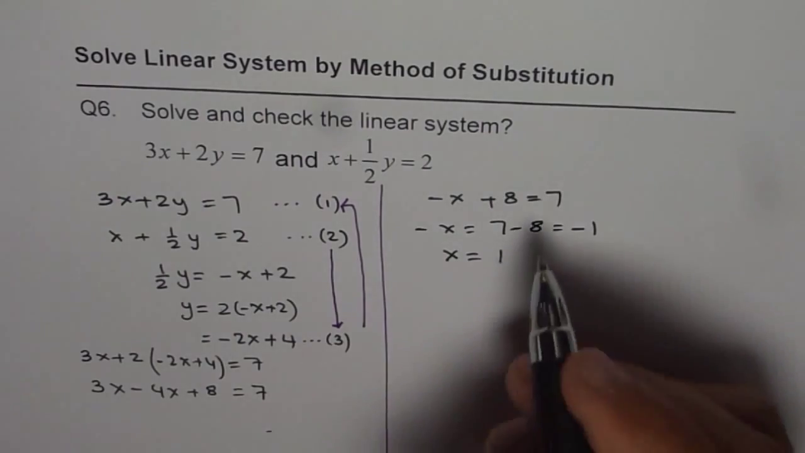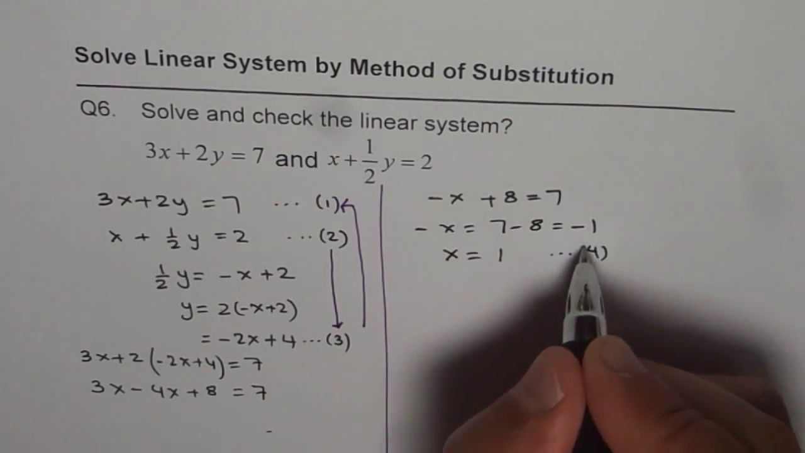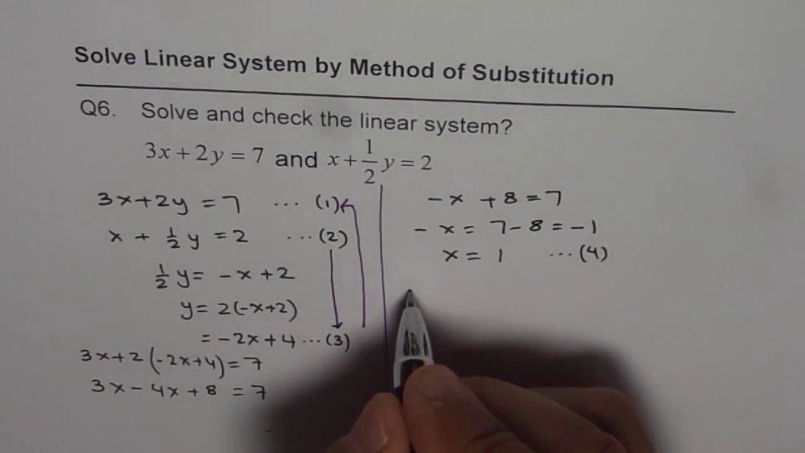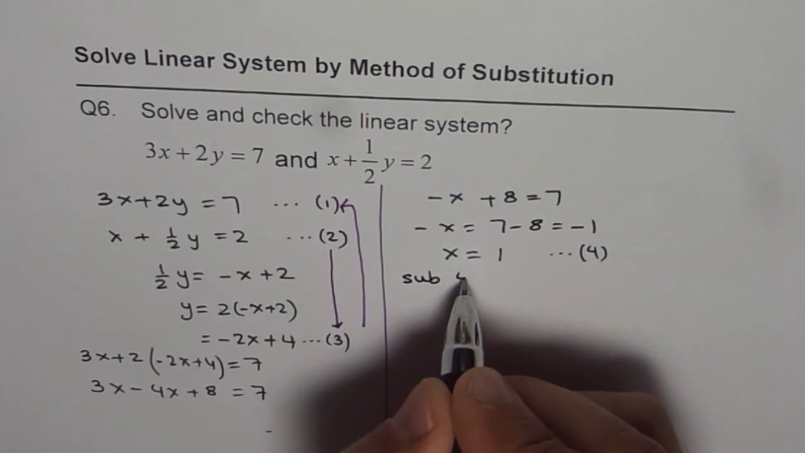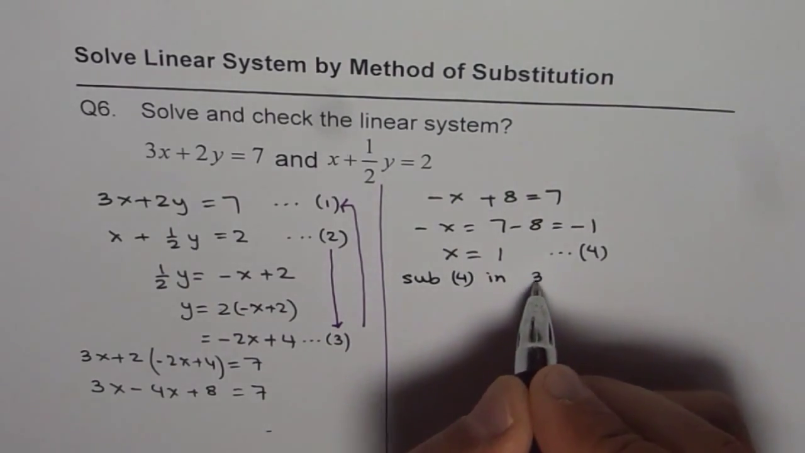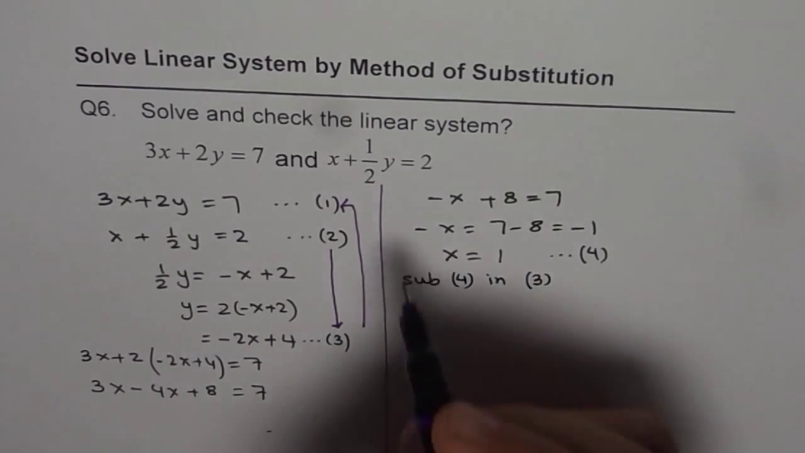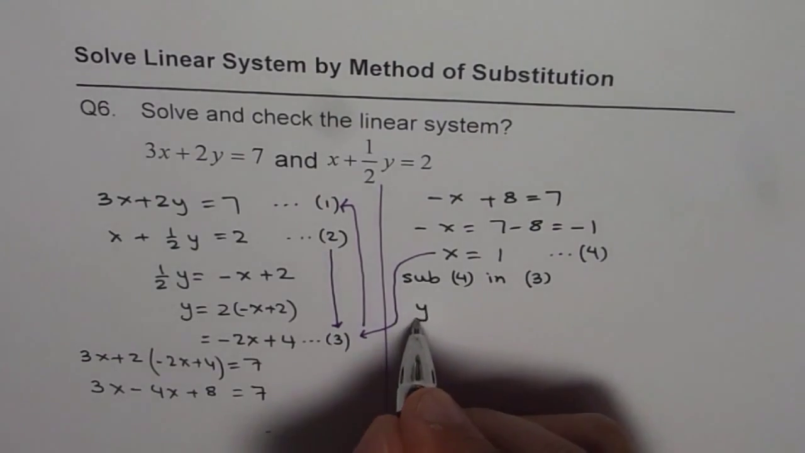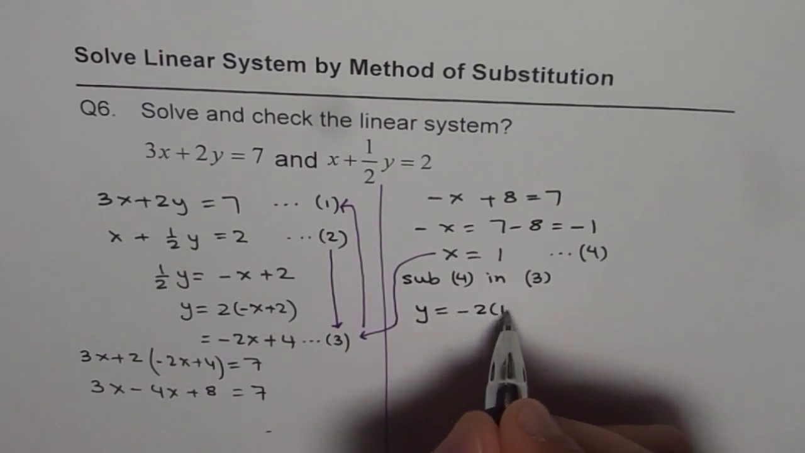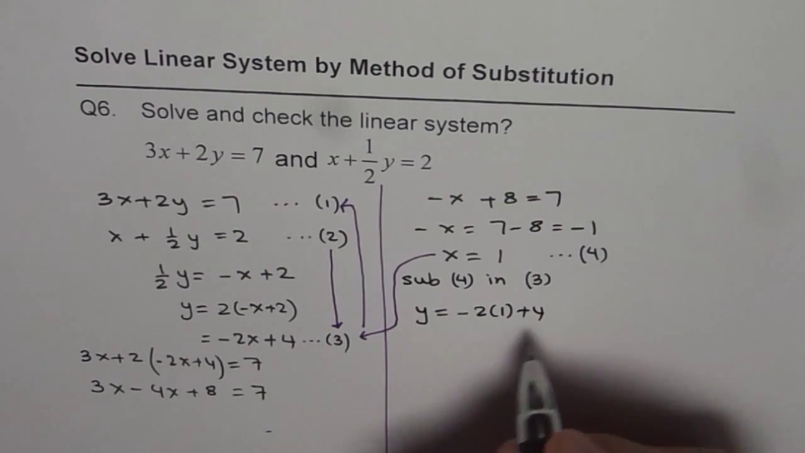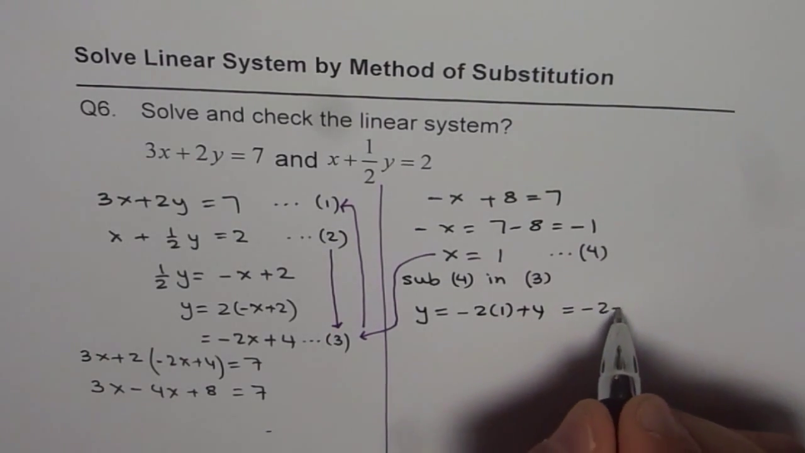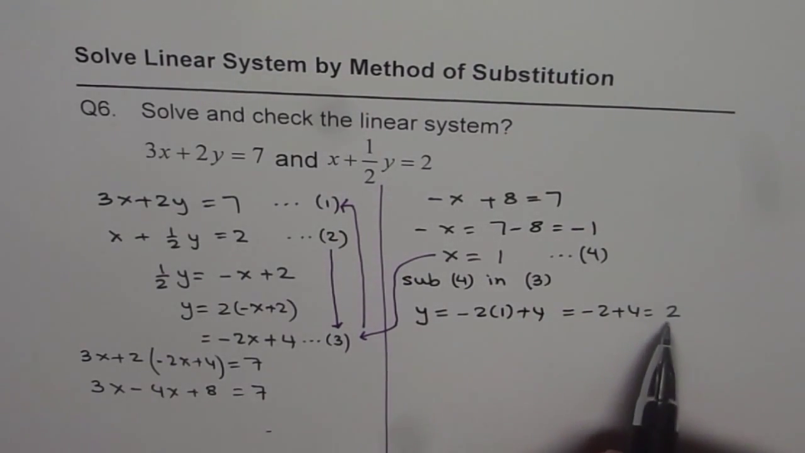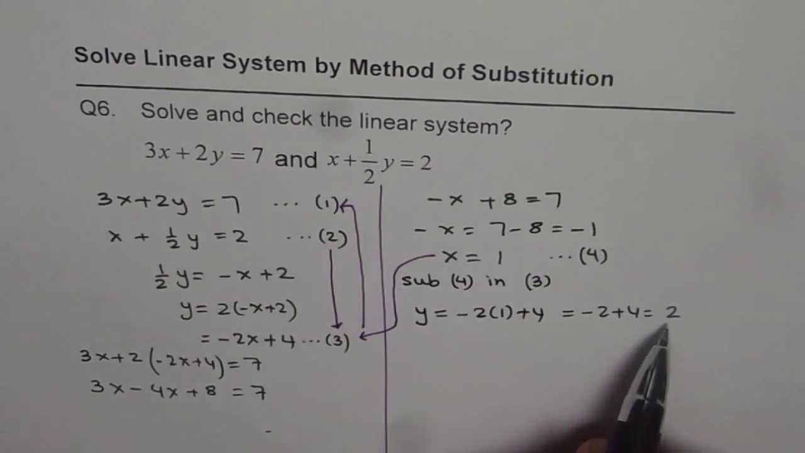So once I have x equals 1, let this be equation 4, I can substitute this back into equation 3 to find the value of y. So what we are doing now is substituting 4 in 3. Once we substitute this value back into 3, we get y equals minus 2 times 1 plus 4. So that is minus 2 plus 4, that is 2. So we get y equals 2. That gives us our solution, x equals 1 and y equals 2.